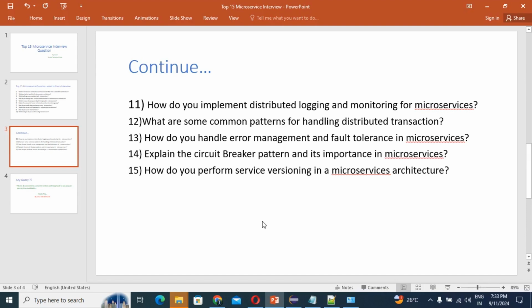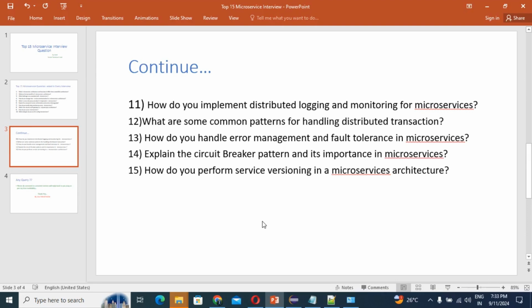This is one approach, guys. This is one more approach: graceful degradation. Ensure the system continues to operate in a degraded state when certain services are unavailable. Guys, this is also an important one.